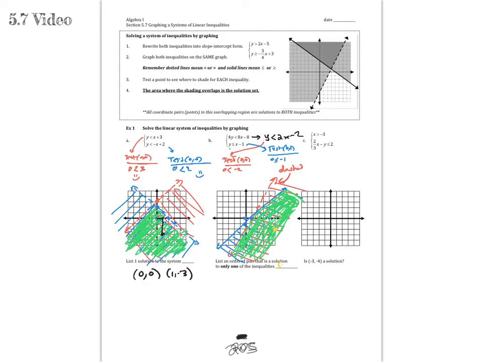Oh, wait, I didn't answer the question that's actually there. List an ordered pair that is a solution to only one of the inequalities. Well, that would be one of the sections that's either only shaded blue or only shaded red. So what if I pick this point there? That's only shaded red, so that's the point 5, comma 5. Okay. All right. Finally, part C.